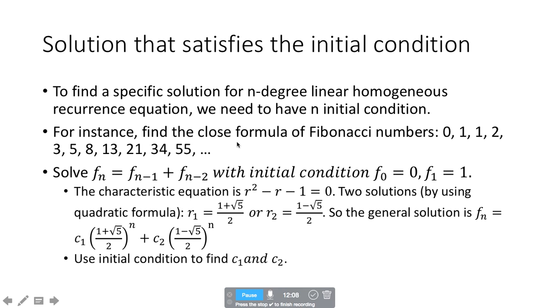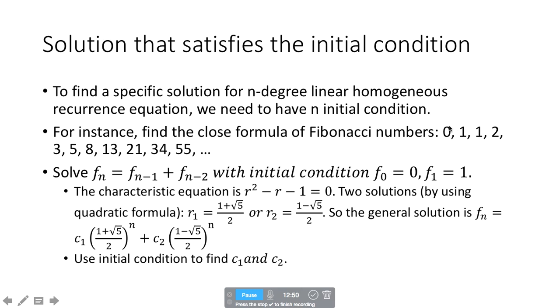For instance, find a closed formula of the Fibonacci numbers 0, 1, 1, 2, 3, 5, 8. You start from 0 and 1, then each term equals the sum of the previous two terms. So this is a recurrence relation. The nth term equals the sum of its previous two terms, Fn = Fn-1 + Fn-2. This is a linear homogeneous recurrence relation representing the Fibonacci numbers, but we also need an initial condition, which means f0 equals 0 and f1 equals 1.